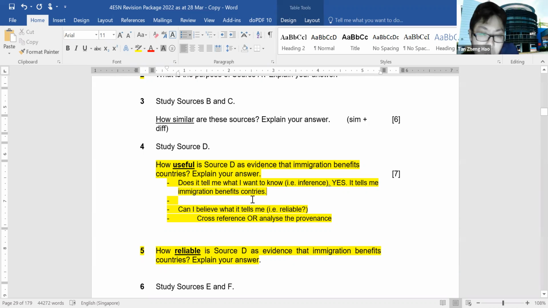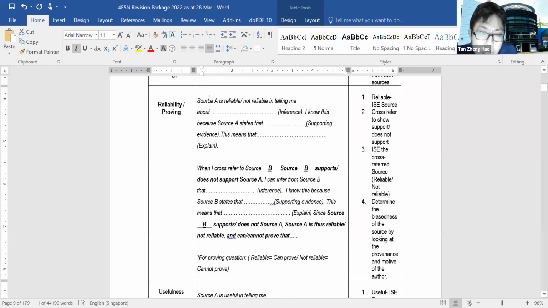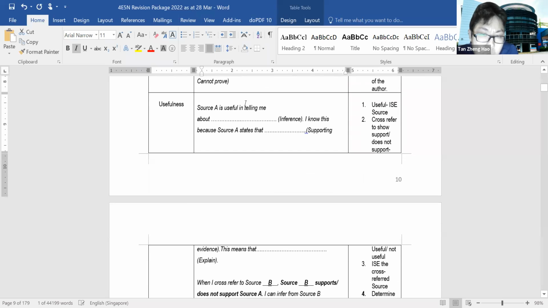Okay, so how do I write out the answer for this first paragraph? Okay, I'll show you the first paragraph first. But as usual, I'm going to show you a quick template before I show you the suggested answer. So usefulness, source A is useful in telling me about what? Okay, so later I will say source D is useful as evidence that immigration benefits countries.